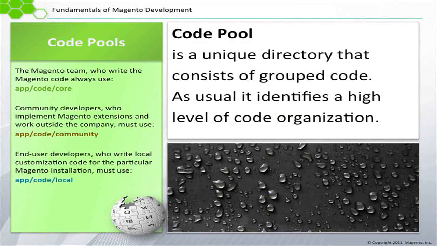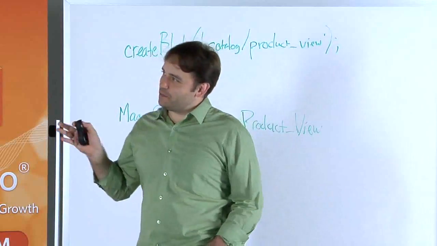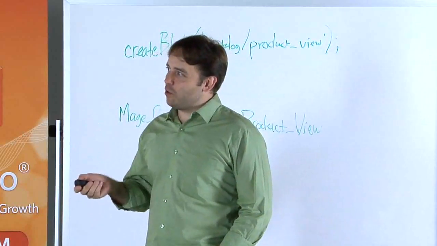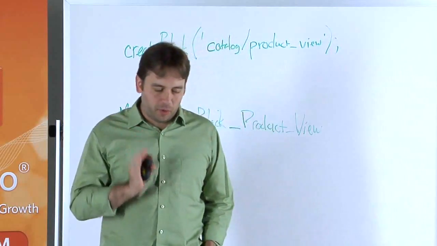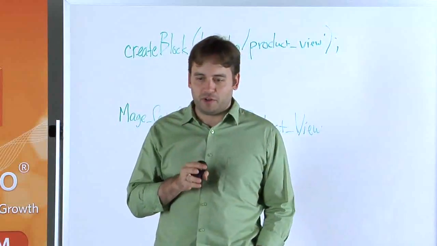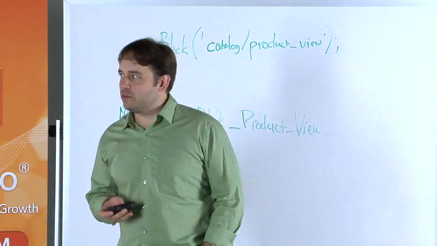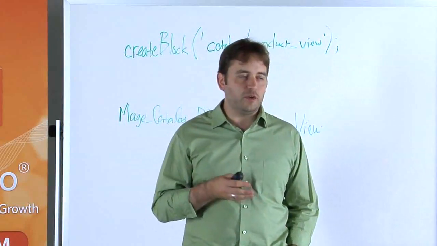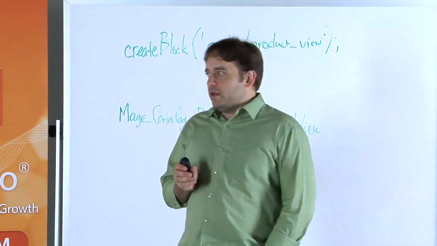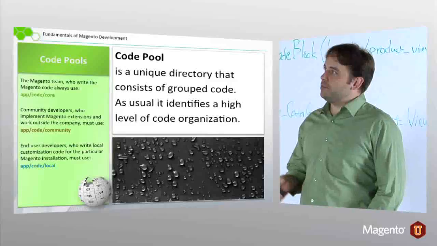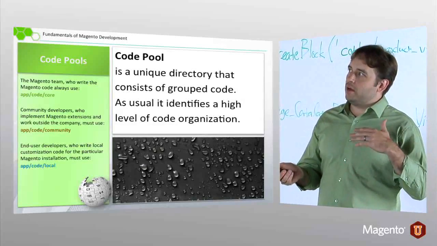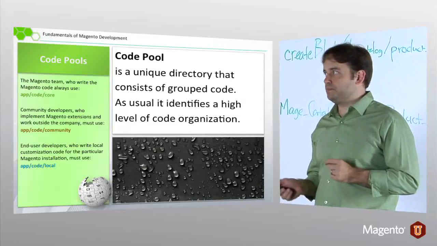All right. So, code pools. A code pool is a unique directory that consists of grouped code. The important thing in Magento, those code pools: core, community, local. Now, the important thing as far as Magento finding your module's configuration, Magento will look under wherever you set your code pool in your module declaration. More on that later, but for right now, just remember that code pools are under app code, and you have core, community, and local.